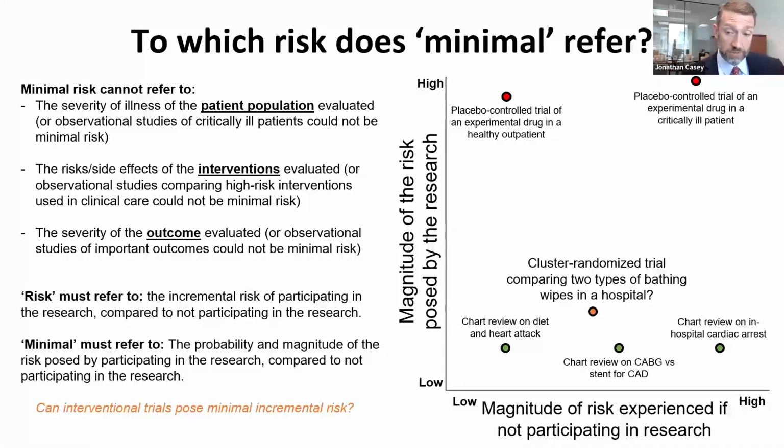A common example that's been used is cluster randomized trials comparing two types of bathing wipes in a hospital. If patients in the hospital are all cleaned with different types of bathing wipes, and you've got two different types of bathing wipes that hospitals could use and purchase that, as far as we know, are equivalent, and the patient is going to be exposed to one of those two in routine clinical care, does controlling the choice of those two wipes as part of a research intervention represent more than minimal risk?